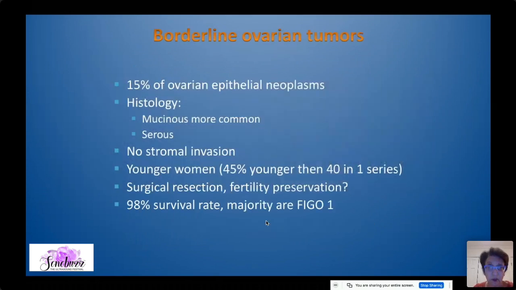So these represent about 15% of ovarian epithelial neoplasms. They tend to be mucinous, but they can be serous. There's no stromal invasion. They usually affect younger women. And again, in these patients, we have to think about the possibility of fertility preservation, to try to do maybe less aggressive surgery, because the vast majority are FIGO grade 1, so they have a very excellent survival rate.